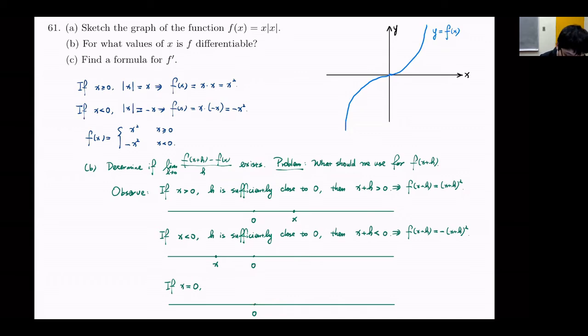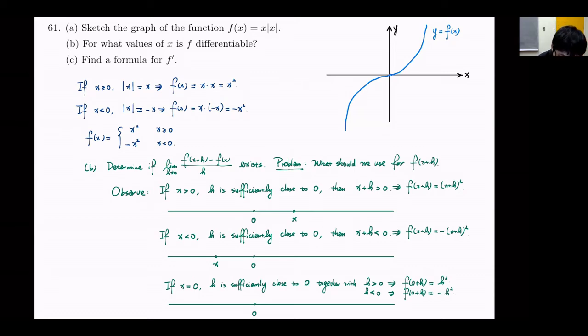All right, so let's write that down very carefully. If x equals 0 and h is sufficiently close to 0, together with h being strictly positive, then we just use f of 0 plus h as positive h squared. On the other hand, if h is less than 0, then f of 0 plus h will have to be minus h squared.